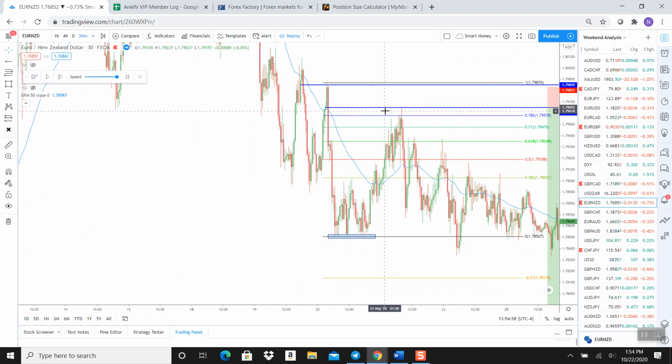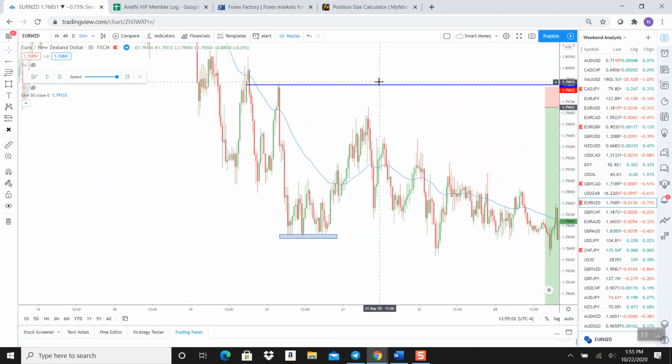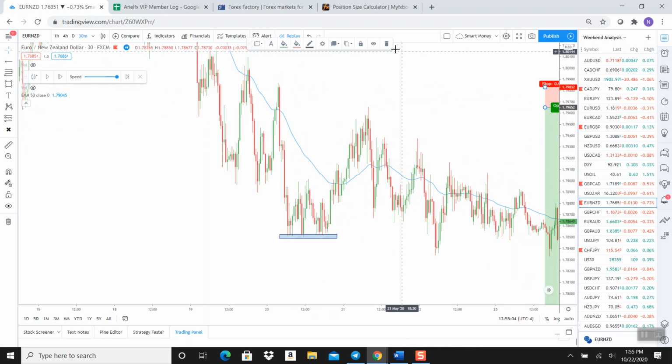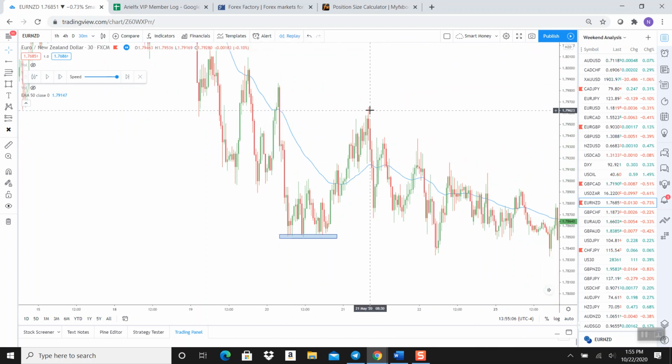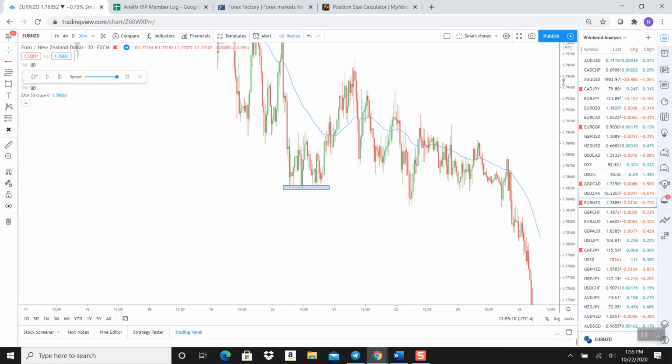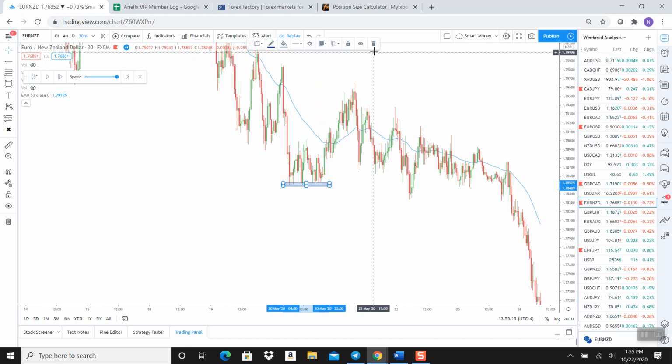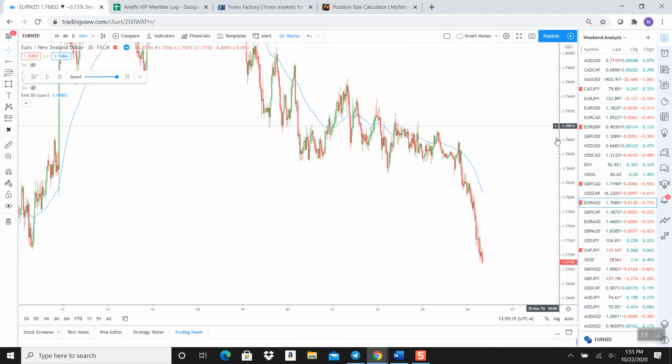All right, mitigation. Let me get rid of all this. Mitigation occurred here. We can confidently take a sell. All right. So that is Euro NZD. If you have any questions, as always, please feel free to ask.